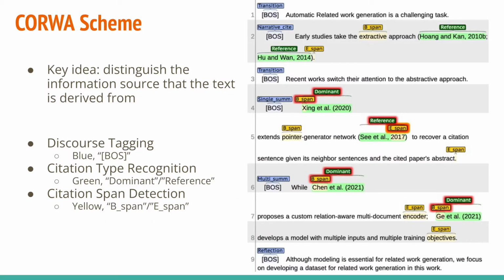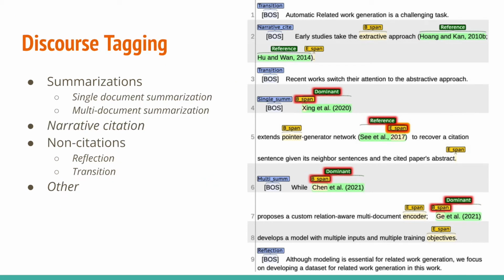One of the key ideas of our CORWA scheme is to distinguish the information source that text is derived from. CORWA consists of three interrelated tasks: discourse tagging, citation type recognition, and citation span detection. For each sentence, we assign a discourse label. We first aim to distinguish different styles of citations. We distinguish summarization sentences that describe prior works in detail and narrative sentences that mention each prior work at a high level. We also distinguish whether a single document or multiple documents are cited.